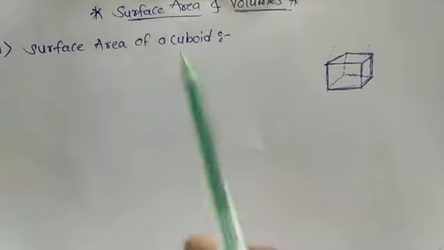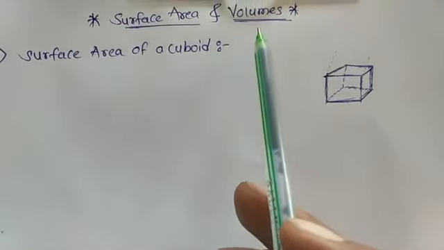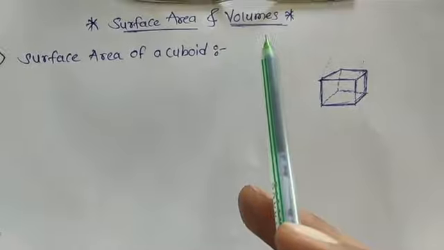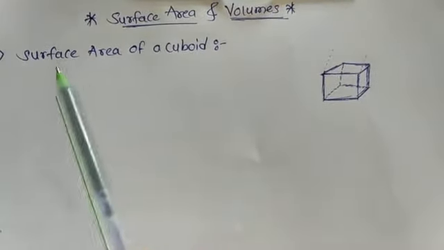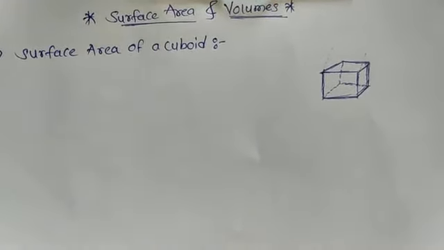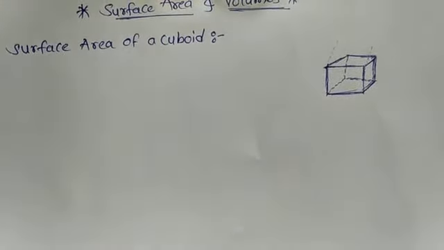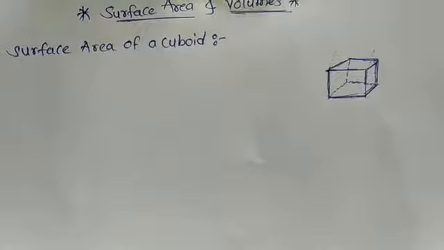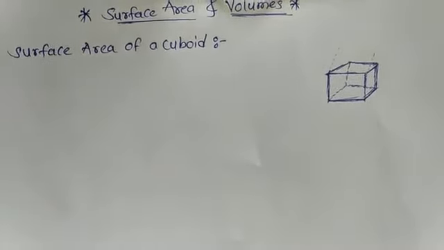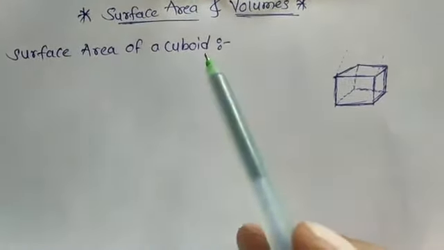Hi everybody, today we are going to study surface area and volumes. In that we will study the surface area of a cuboid, next cylinders, cone, right circular cone, and volume of all of this also. Okay, now first, surface area of a cuboid.